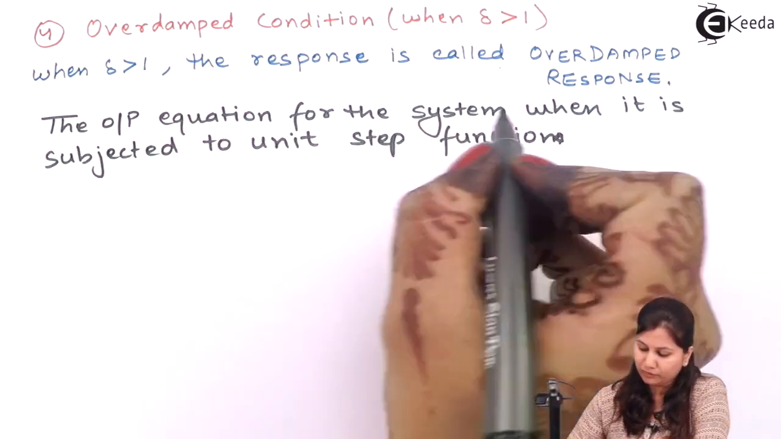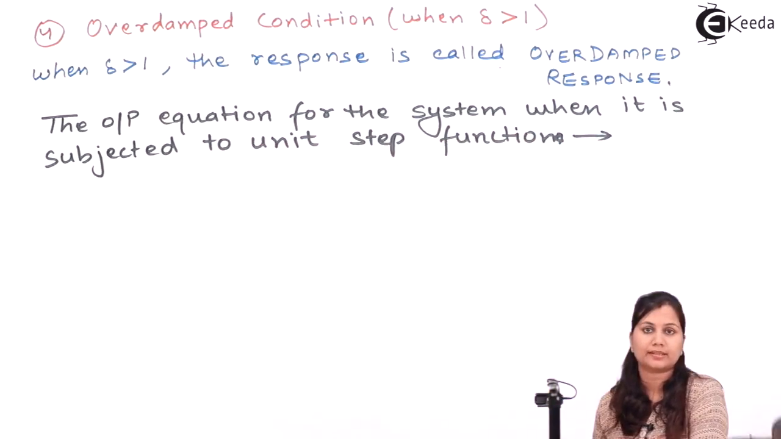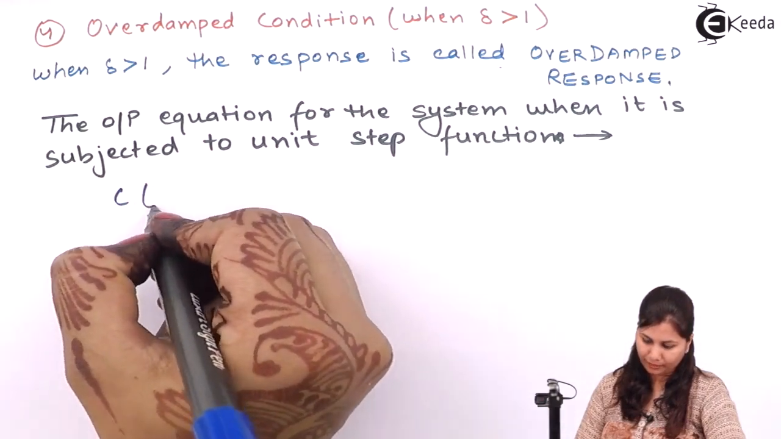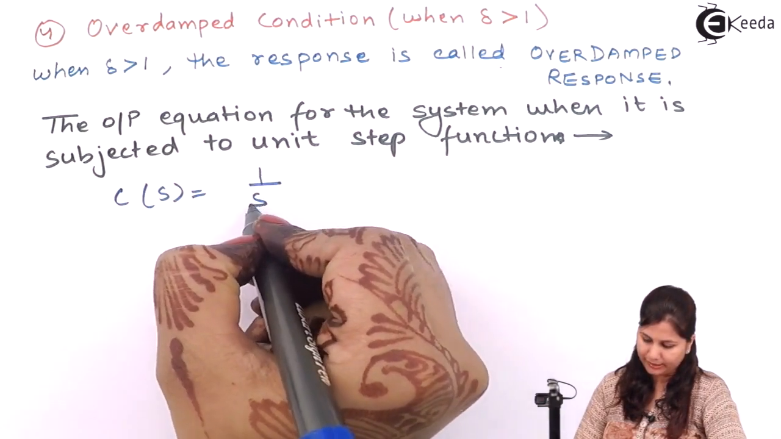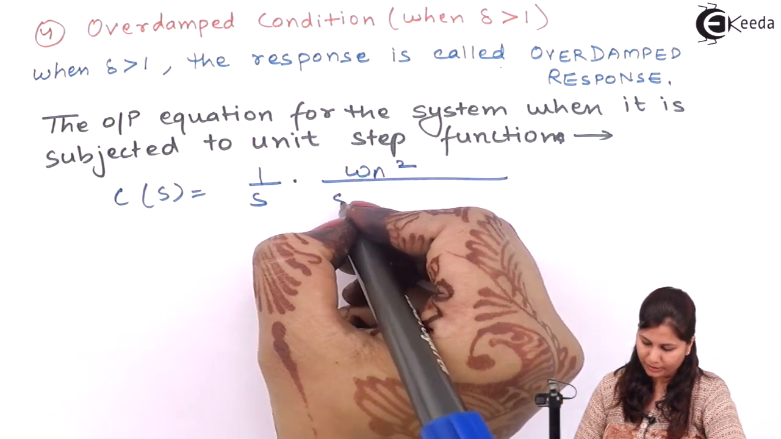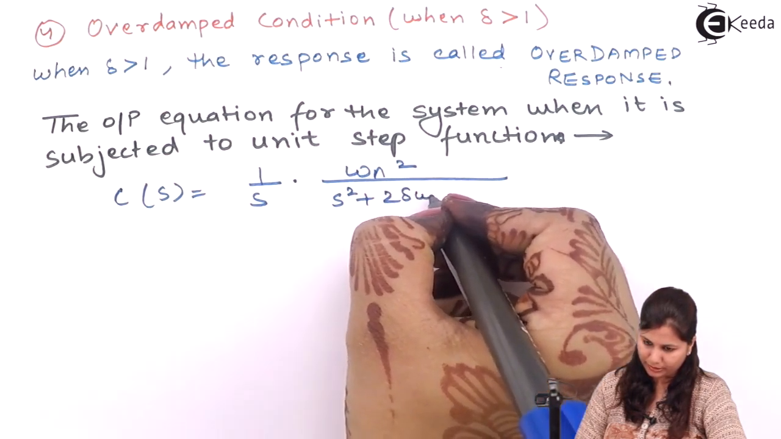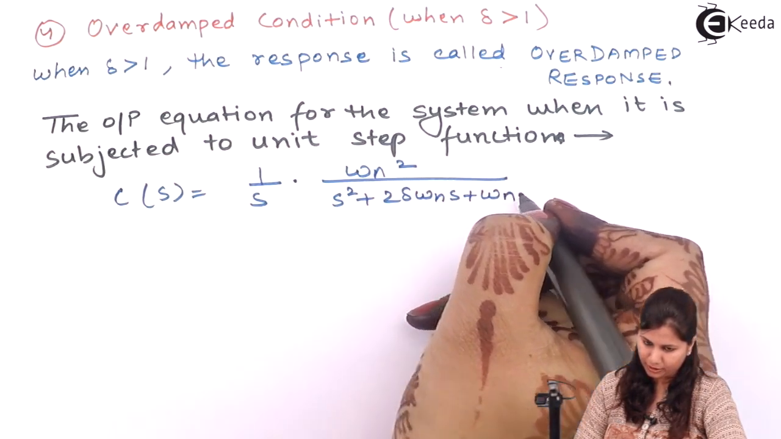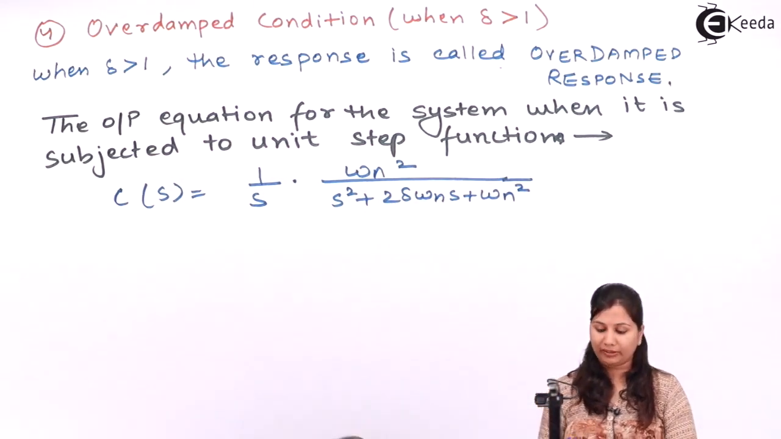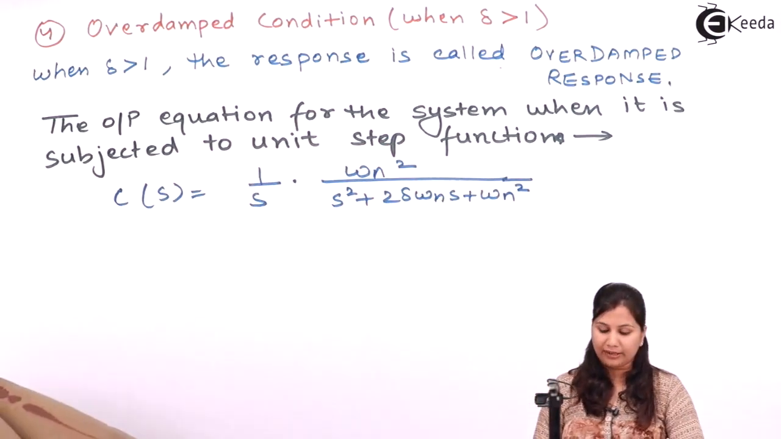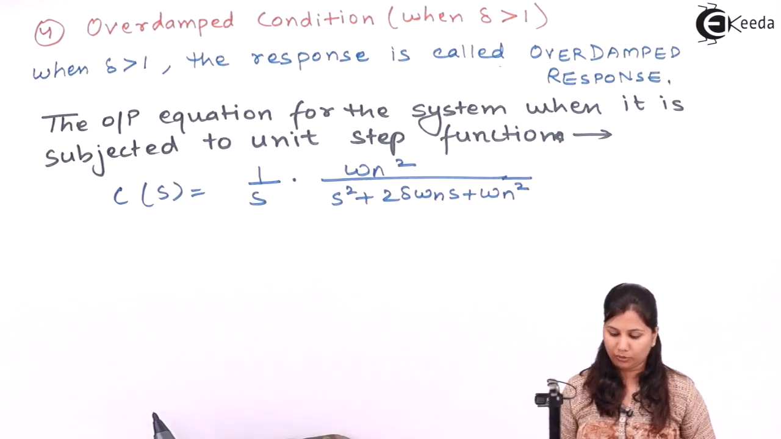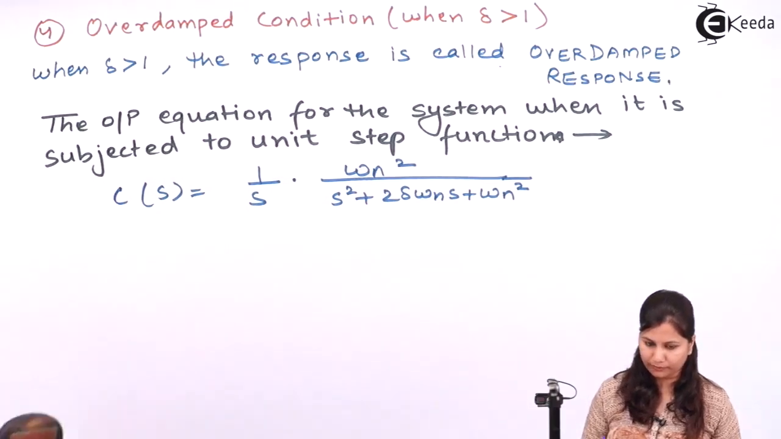So the output equation which we have got when the system is given the unit step function was C(s) equals 1 upon s, and here the transfer function was omega n square upon s square plus 2 del omega n s plus omega n square. Okay, so this was the output equation for the system when we have applied a unit step function. We have not written it in the time domain, we have written it in the s domain only, because it will be simpler for us to solve this case.